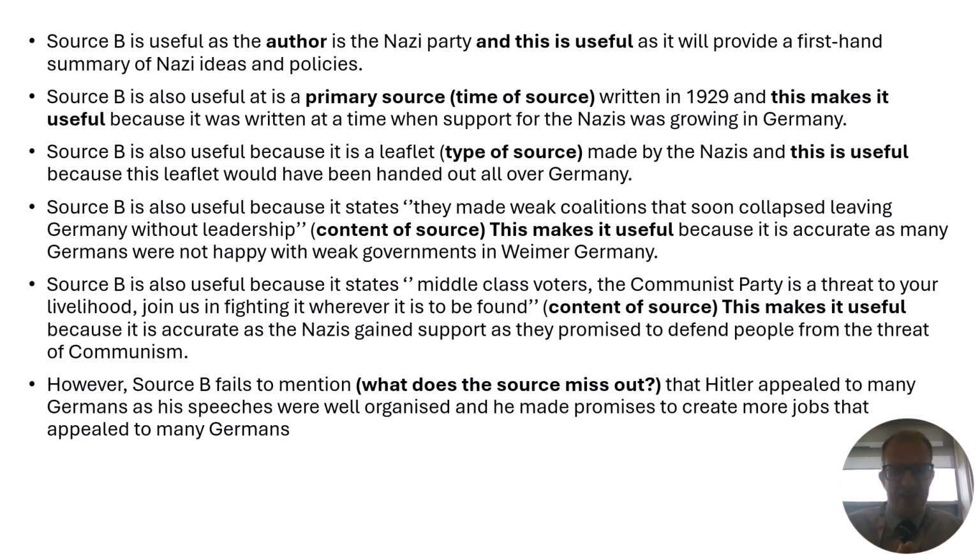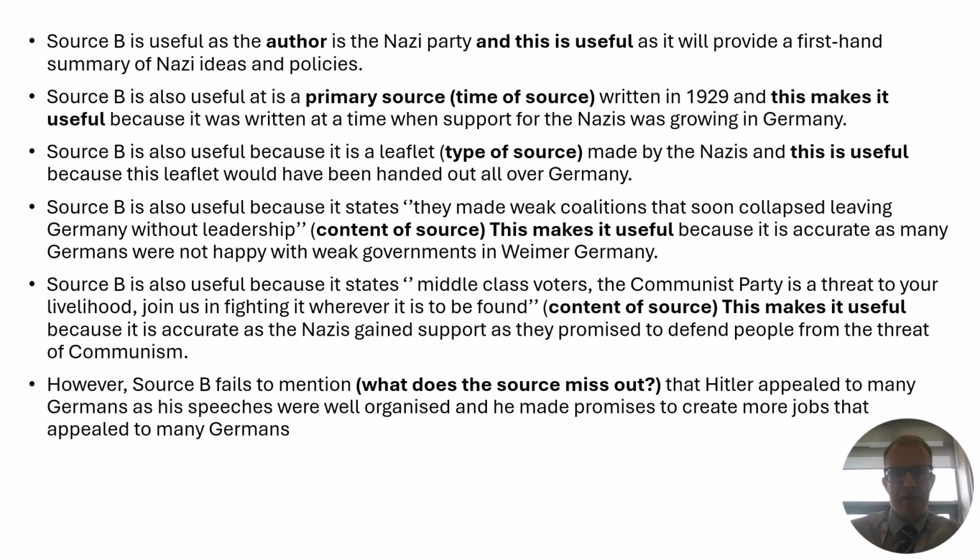So, to summarise, in a how useful question in the exam, you can get 5 marks for talking about who wrote the source, why it's useful, the date of it, why it's useful, the type of source, why it's useful. You can add 1 example of the source's content. Does it match what you know? Is it accurate? And 1 example, what does the source miss out? So my suggestion is, to get 5 marks, try to do 3, like author, date, type. What does the source tell you? What it misses out. Okay.